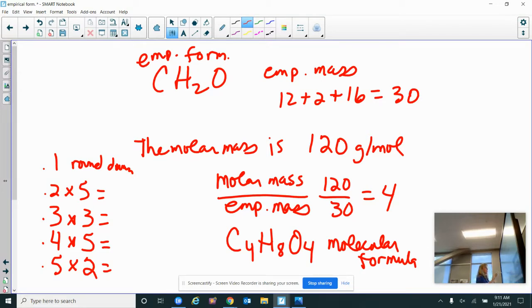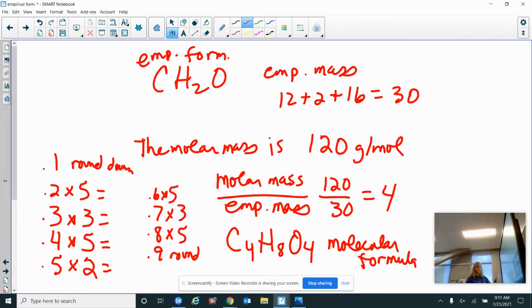Okay, so if it ended in 0.6, we have to multiply it by 5. If it ends in 0.7, we have to multiply them all by 3. If it ends in 0.8, we multiply by 5. And then if it ends in 0.9, we can round. Okay, so this is at the step where we've divided by the smallest, but they're not all whole numbers or within 1/10 of a whole number. So that was the extra step sometimes for empirical formula in our second example.